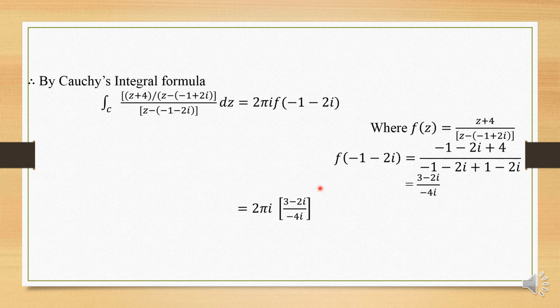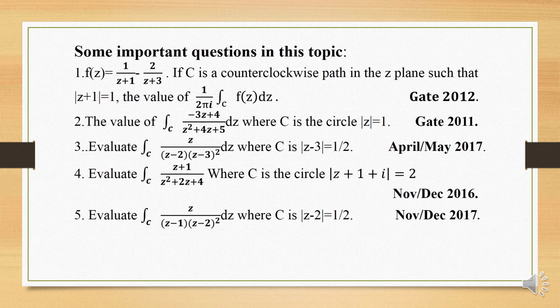Now substitute this value in this place. So we get 2 pi i into (3 minus 2i) by minus 4i, that is pi by 2 into (2i minus 3). Now some important questions in this topic are.